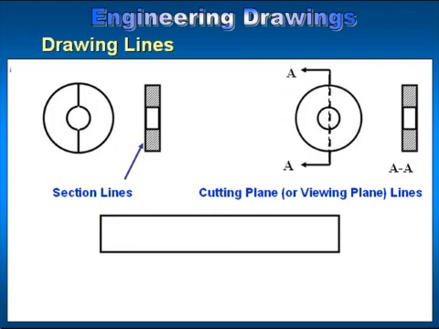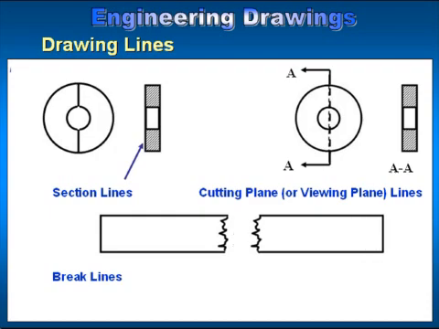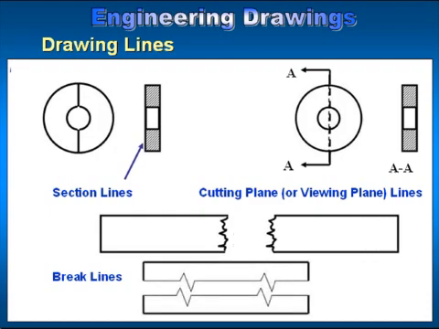Short break line. It looks like a medium jagged line, often used to break up a particular view and show some of it in a section. Next is the long break line. It's thin and used to break up a long object along its length.